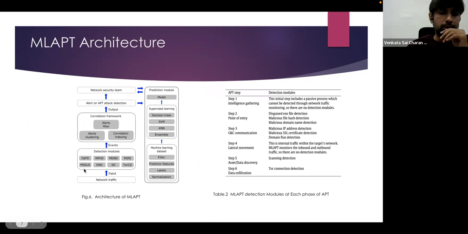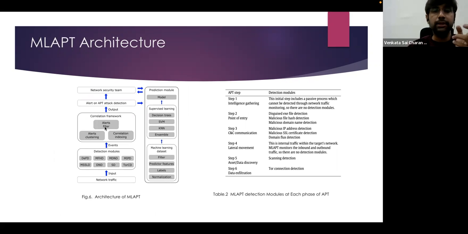So now you will get a better picture. All the network traffic will be given to these 8 detection modules that they have designed, and all these 8 detection modules generate a series of alerts. All these alerts will be given to the alert correlation module. There are basically 3 submodules in this alert correlation module: first the alert filter, then alert clustering, and correlation indexing.